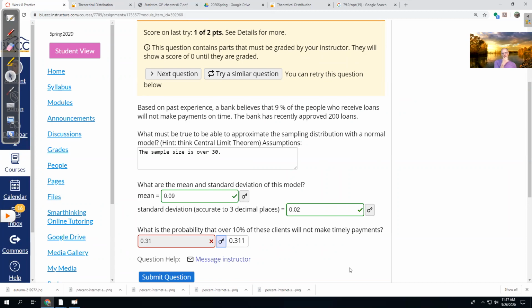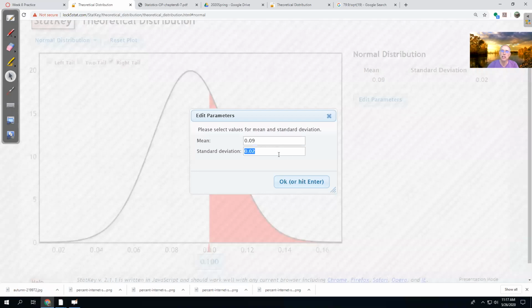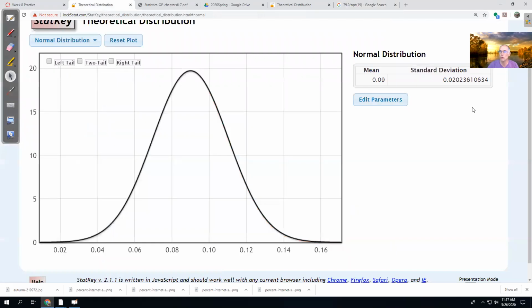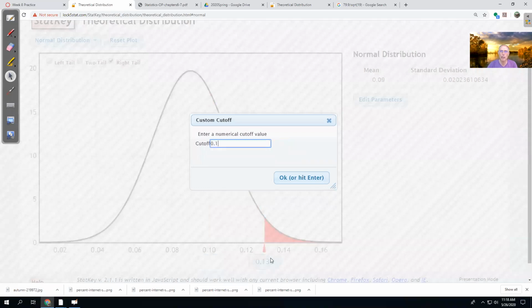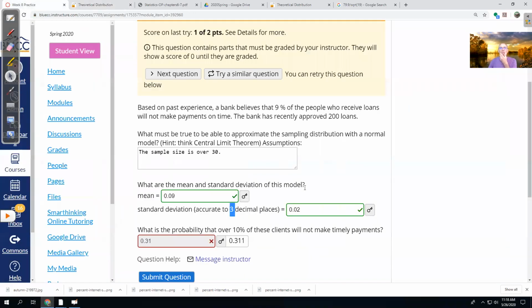Interesting. So the first time, okay, so I'm going to try this just for fun. It could be this 3 decimal place thing here is what's screwing things up. So let's grab a whole bunch of decimals like this. Remember I said I do that sometimes? I grab all the decimals the calculator gives me and stick them into StatKey. I don't know if StatKey will remember them all. It only seems to display a few. Oh, it displayed them all, okay. And then right tail, 0.1. There's the 0.311.